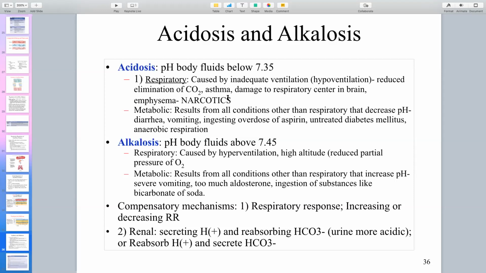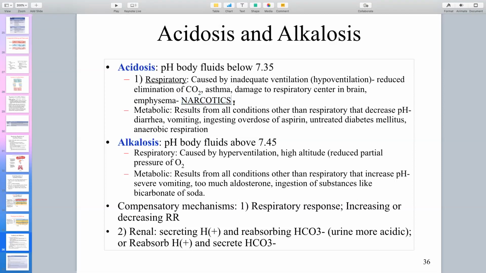What happens when you take narcotics? It doesn't have to be heroin, but if you're taking some opiates, it decreases your respiratory rate. As it decreases your respiratory rate, it's going to lead to the buildup of carbon dioxide. And buildup of carbon dioxide means a buildup of hydrogens. They're directly connected. With the increase in hydrogen, we're going to have acidosis. So the most common respiratory cause in America is narcotics.